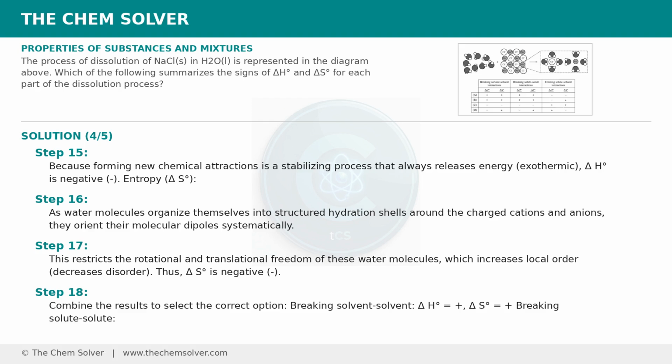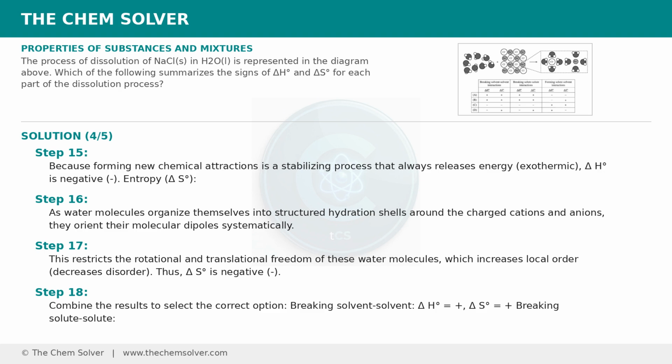symbol. Entropy, delta S degrees. As water molecules organize themselves into structured hydration shells around the charged cations and anions, they orient their molecular dipoles systematically. This restricts the rotational and translational freedom of these water molecules, which increases local order, decreases disorder. Thus, delta S degrees is negative, minus symbol.